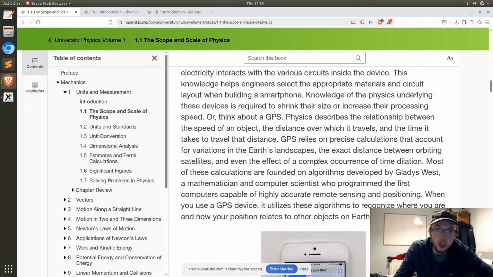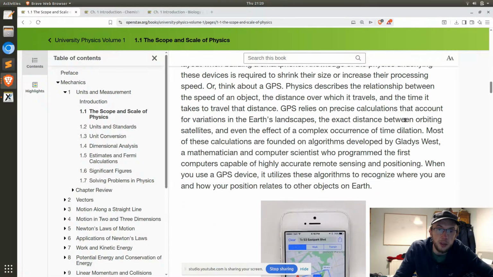Or think about a GPS. Physics describes the relationship between the speed of an object, the distance over which it travels, and the time it takes to travel that distance. GPS relies on precise calculations that account for variations in the Earth's landscapes, the exact distance between orbiting satellites, and even the effect of a complex occurrence of time dilation. Most of these calculations are founded on algorithms developed by Gladys West.